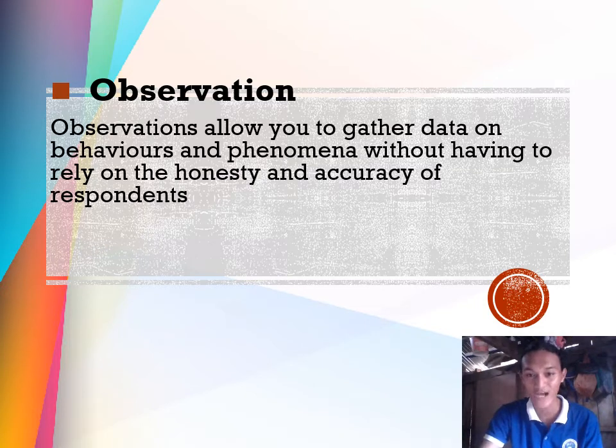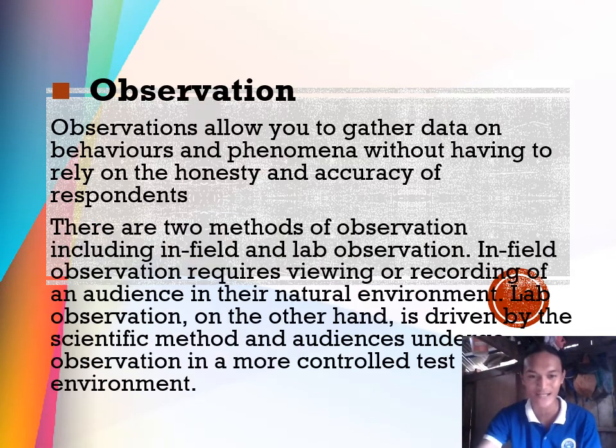Observations allow you to gather data on behaviors and phenomena without having to rely on the honesty and accuracy of the respondents. There are two methods of observation, including in-field and lab observation. In-field observation requires viewing or recording of an audience in their natural environment, while lab observation, on the other hand, is driven by the scientific method and audiences undergo observation in a more controlled test environment. So they are different from each other.